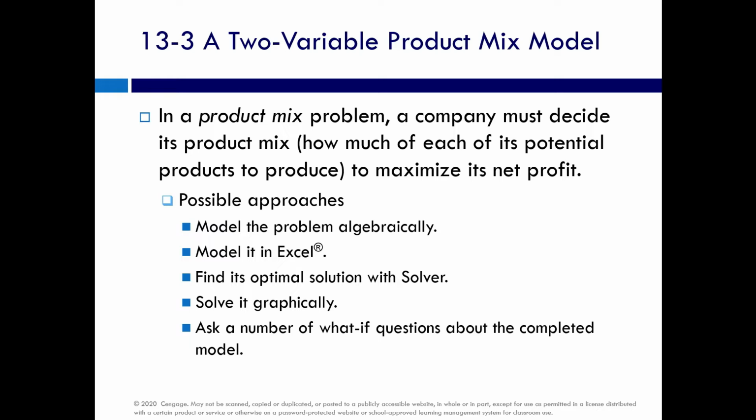A two-variable product mix is a product mix problem. A company must decide its product mix, how much of each of its potential products to produce to maximize its net profit. Possible approach: model the problem algebraically, model it in Excel, find its optimal solution with Solver, solve it graphically, and ask a number of what-if questions to complete the model.